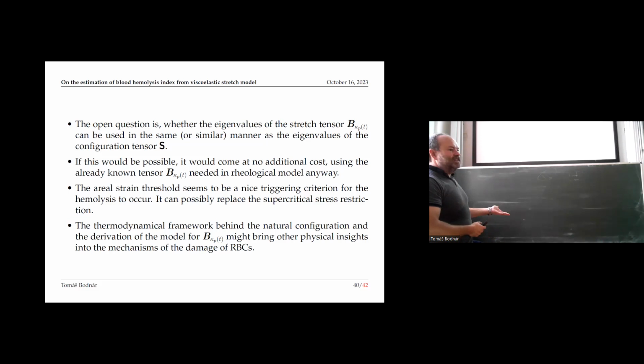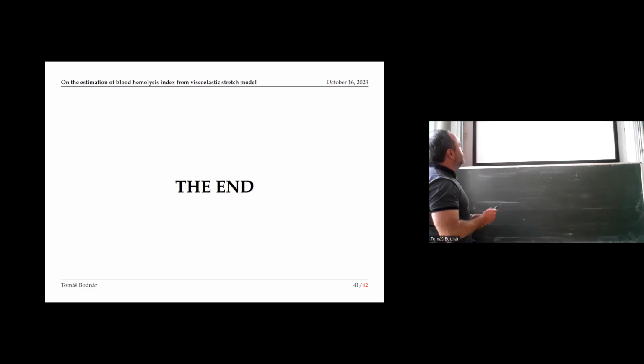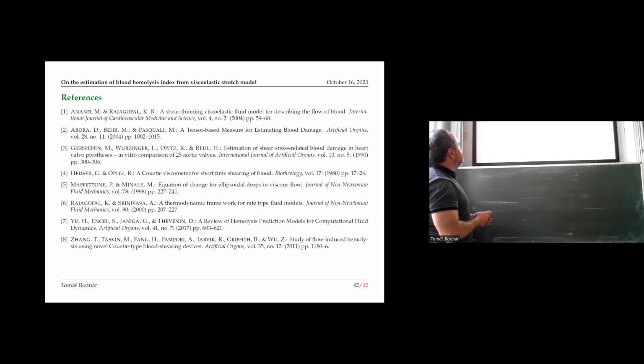So the final goal for this set of work is to have three models: the S model with the configuration tensor, the B model, and then to try the same approach for the conformation tensor based reformulation that is applicable to all the viscoelastic models. And I think that is the end, and there is just the list of the papers that I've been using in my explanation. So that's it.